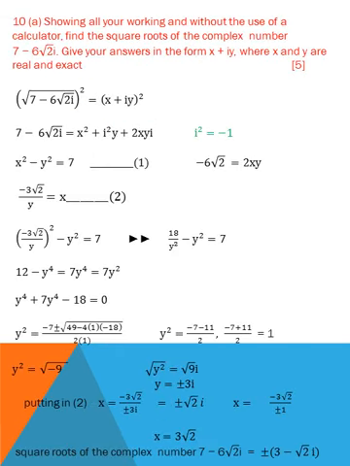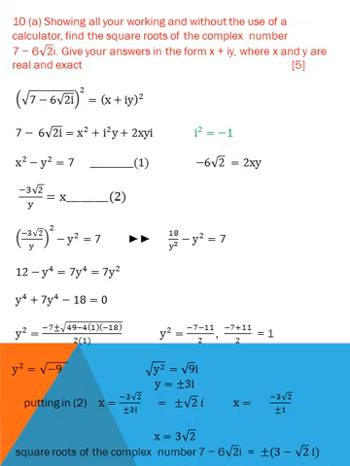Question number 10. Showing all your necessary working, without using the calculator, find the square root of the complex number this, giving your answer in the form this, where x and y are real and exact. First of all, I suppose that the square root of 7 minus 6 under root 2 iota is equal to the square root of the complex number 7 minus 6 root 2 iota, because we are taking the square root.